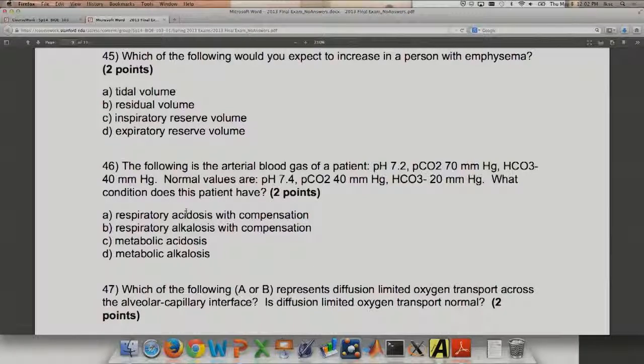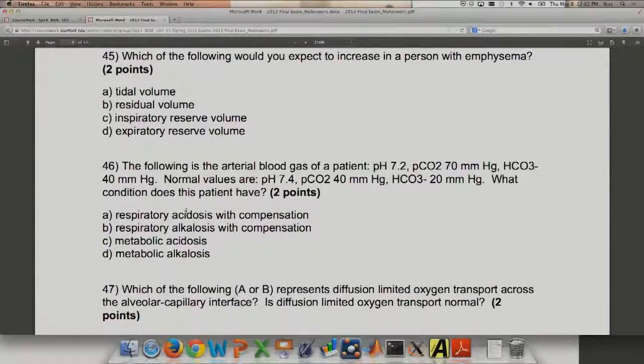So to compensate, the kidney is going to retain the bicarb to keep the pH high enough so everything in your body can keep functioning. Because literally at 7.1, everything starts shutting down because no proteins are going to work. So your body will try whatever it can to compensate for the respiratory acidosis by increasing its bicarb. So it's respiratory acidosis with metabolic compensation. Yeah.